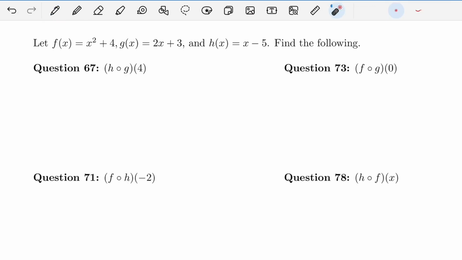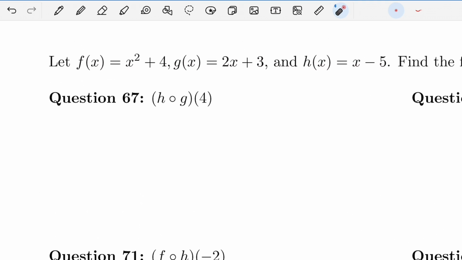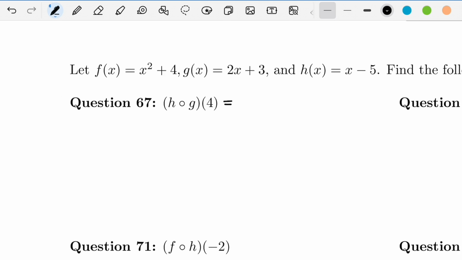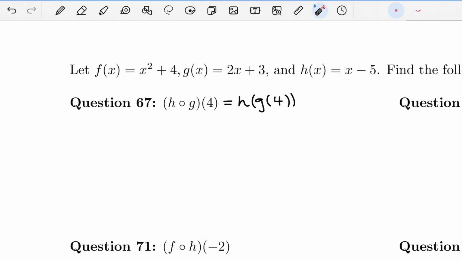All right, so these are going to be the last 4 examples of this video, and we're dealing with a composition of functions. So what we're doing is we're composing one function with another, and usually one of the functions is going to be evaluated at a specific value. So we're given these 3 polynomial functions here, and let's start with this example. We have h of g of 4, and we can rewrite this using this notation here, h of g of 4. And so we're familiar with this notation.